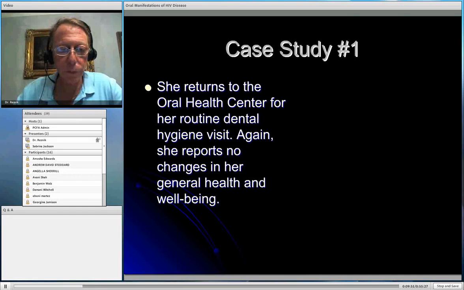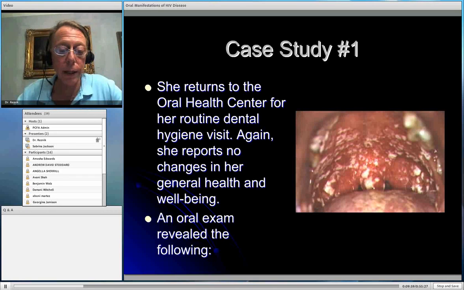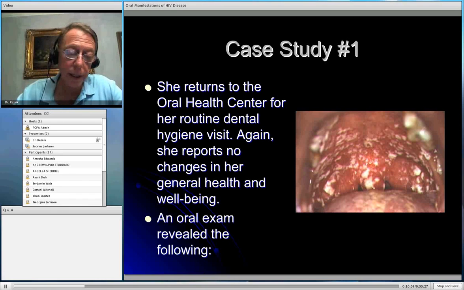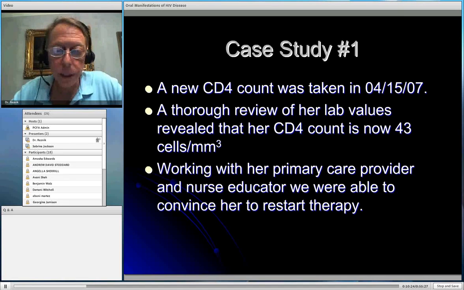Here it comes. She came to the Oral Health Center for a routine hygiene visit again. She says there are no changes to her general health and well-being. When we looked into her mouth, this is what we saw: a pretty significant case of pseudomembranous candidiasis. So we knew that her disease had progressed pretty quickly. One of the advantages of working in the Oral Health Center is that I'm with primary care providers. We're a one-stop shop, everything under one large roof, one big building. So we took her new CD4 count in April of '07. Her CD4 count had dropped to 43.